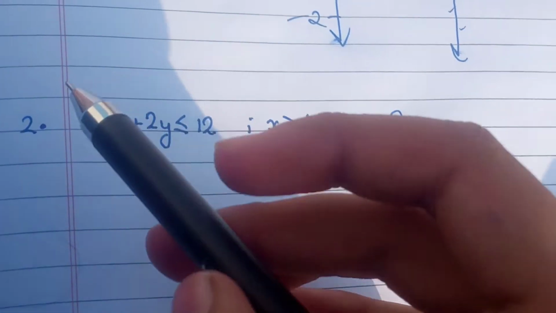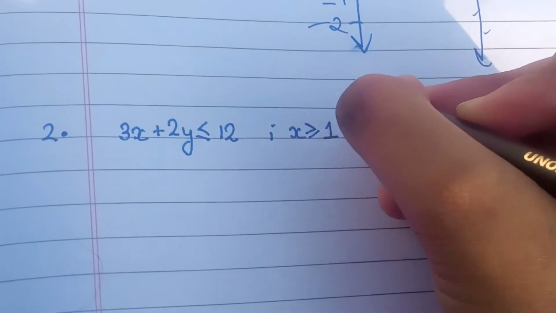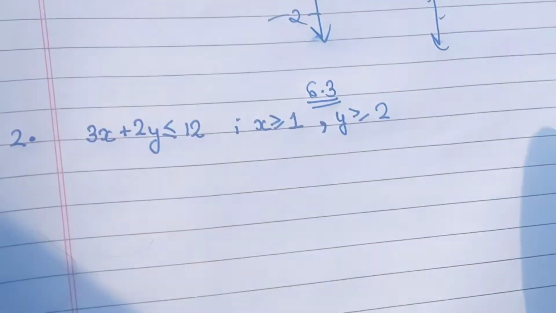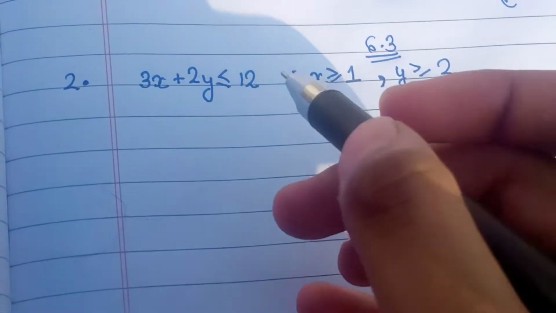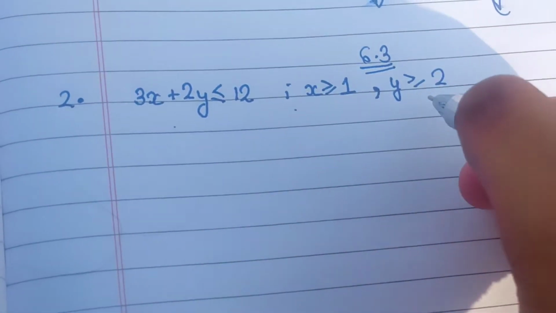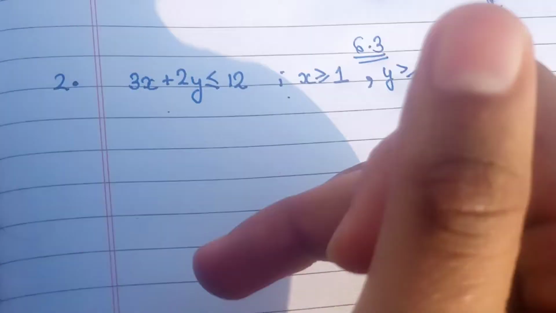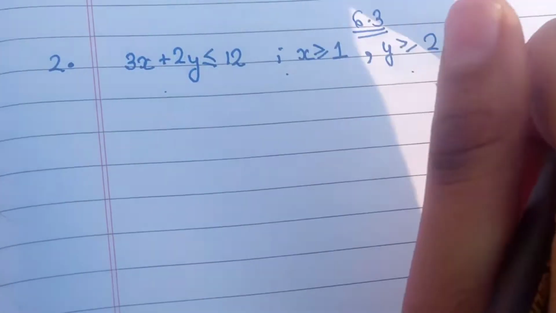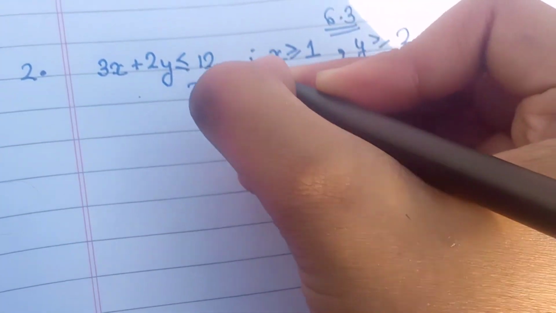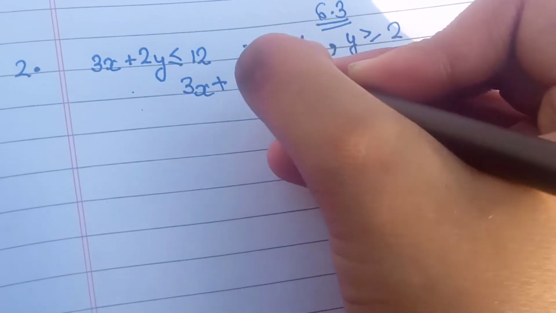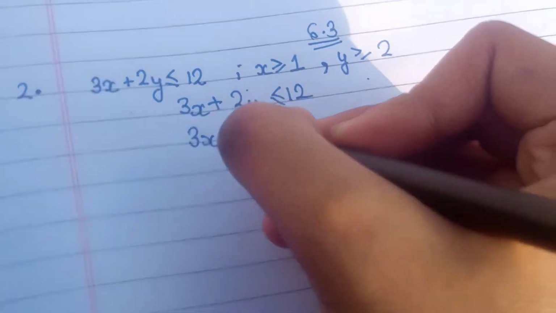Hello viewers, so this is question number two of our worksheet 6.3. Okay, so let's solve this one. Firstly, as we are given three equations over here, we are supposed to make a table of values for all three. Like this, 3x plus 2y greater than or equal to 2. Just solve it conventionally like this.